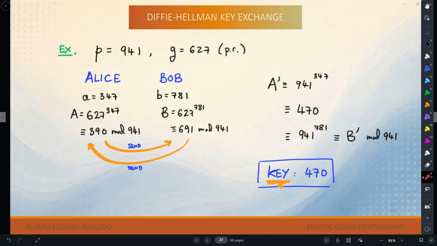Okay, so that is the traditional Diffie-Hellman. Take a prime, take a primitive root, and Alice picks a little a, Bob picks a little b, and Alice computes capital A, Bob computes capital B, and they exchange that information. So send 390 to Bob, 691 to Alice, and then Alice can compute, where is it? Yes, 941 to the 347. Where did I get the 947?